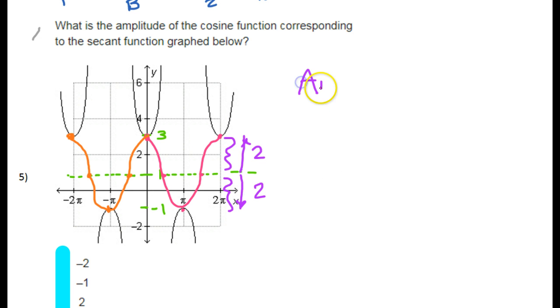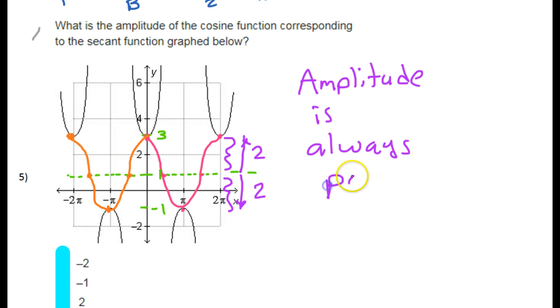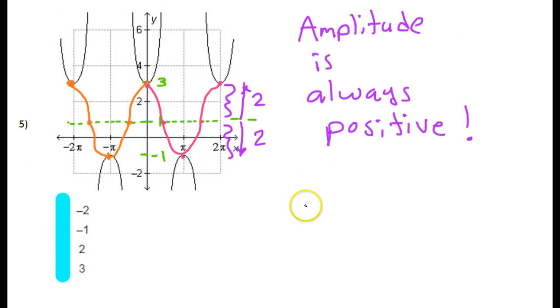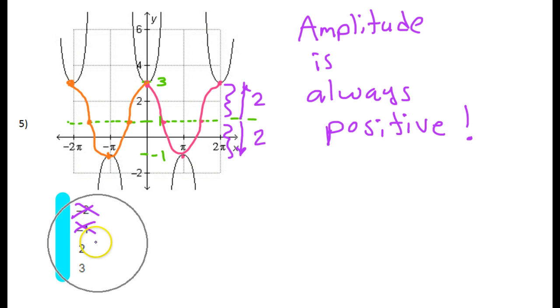By the way, the amplitude is always positive. Okay, amplitude is always a positive number. So I could immediately cross out the -2 and the -1. So just from that alone, we had a 50-50 chance. But clearly the amplitude is 2.